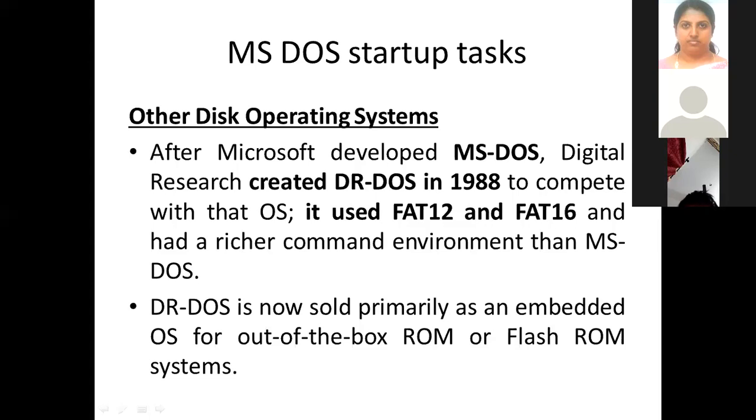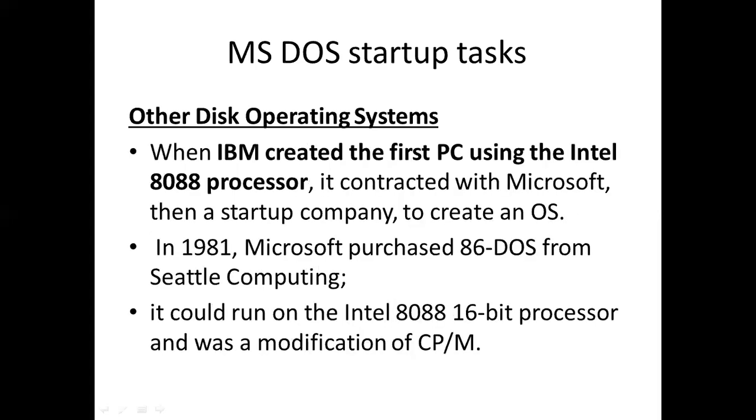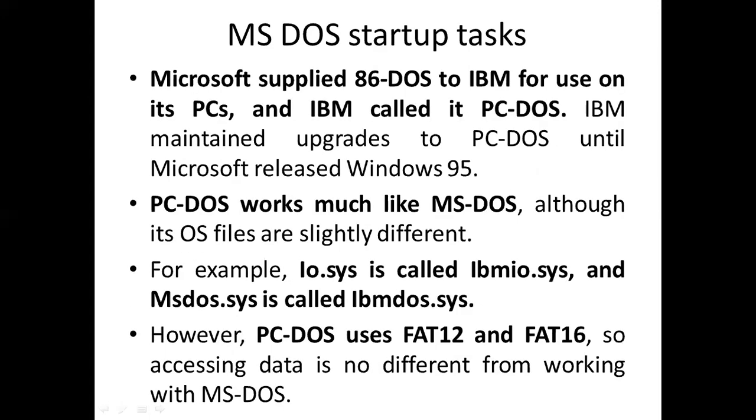DR-DOS is similar to MS-DOS. It uses the same FAT12 and FAT16 also. Then IBM created its first PC, which uses the 8086 processor. Obviously, when the speed of the processor increases, the capacity of the system increases. So IBM systems were very efficient systems.